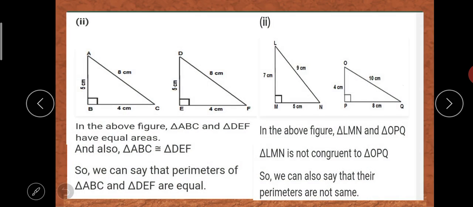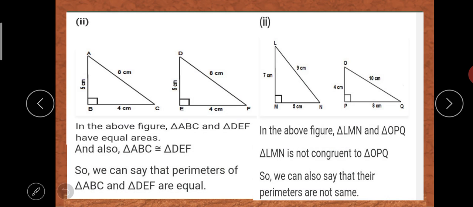Here in the first part, what is given? The triangles are congruent. So we know that when the triangles are congruent, their angles and their sides are the same. So here two figures are drawn, ABC and DEF. Now in these two triangles we find that all the sides are the same. You can check that B and E show 90 degrees. AB is 5 centimeter, in the same way DE is also 5 centimeter.